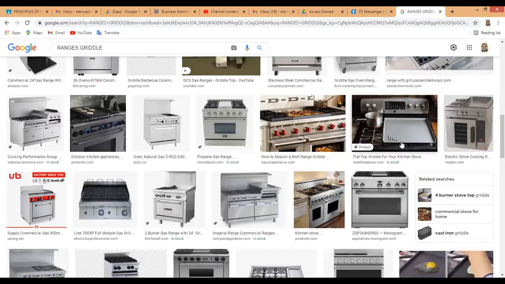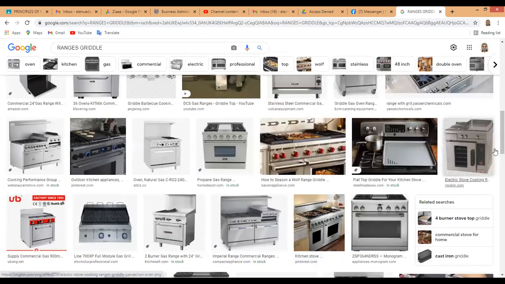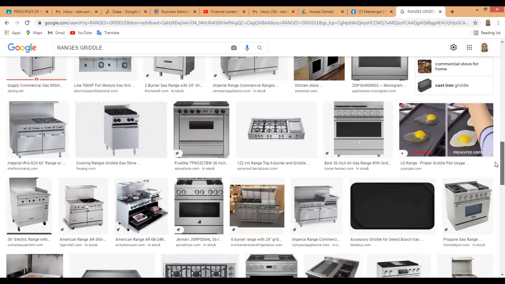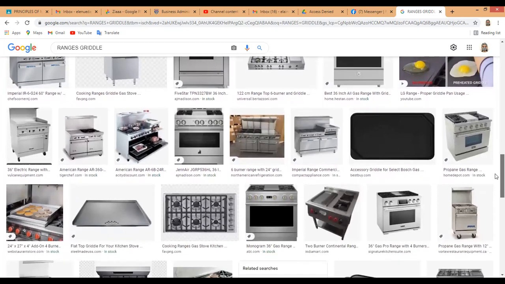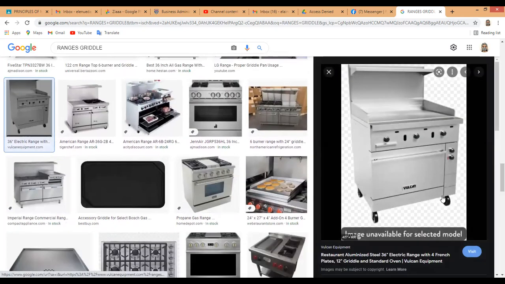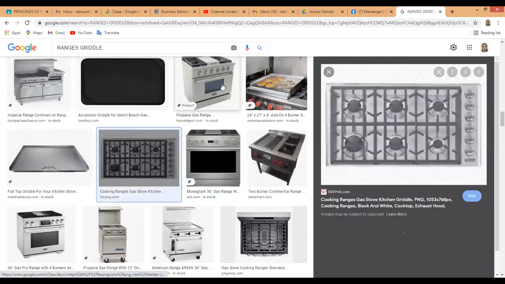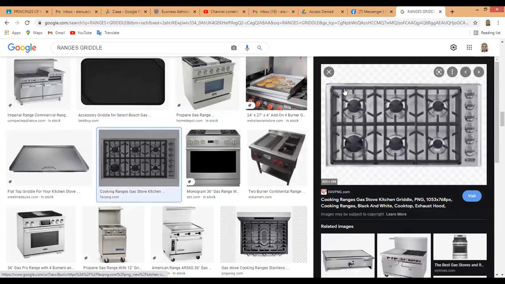So ito naman, this one, as you could see in the picture, may griddle na siya, meron din siyang mga burners and may oven din. And hanap pa tayo. Pero I think this one naman, we have an electric range. So we have a griddle again and an oven beneath. And that's it. So ito naman yung typical na nasa bahay. So of course, burners and an oven beneath.